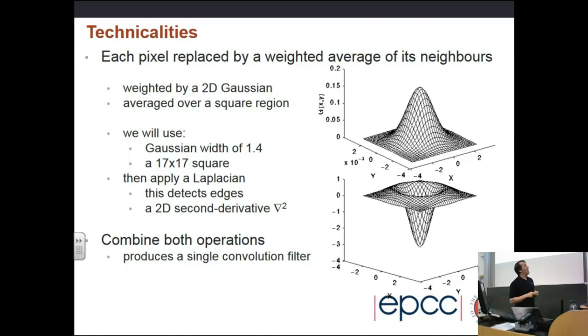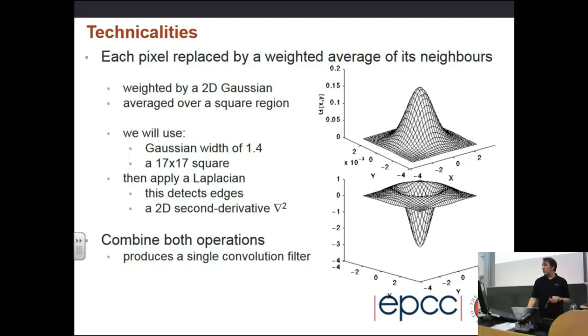And then to do the edge detection, we just take the second derivative of the image. In 2D, this is called the grad squared operator, but we're just taking the second derivative of the image. It turns out that you can combine these operations, and smoothing the pixels and detecting the edges is the same thing as combining each pixel with its neighbors with this funny inverted top hat weight.